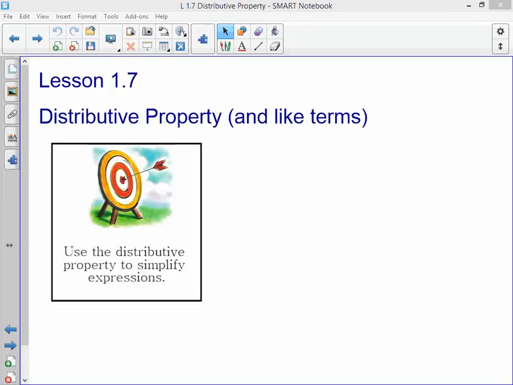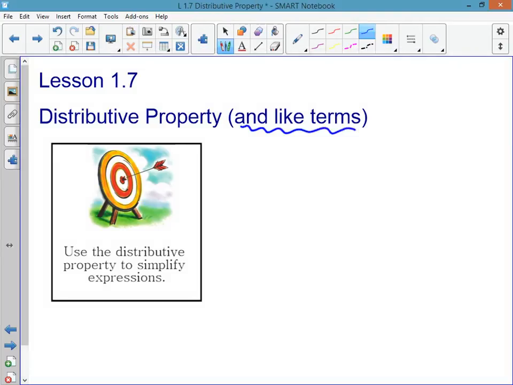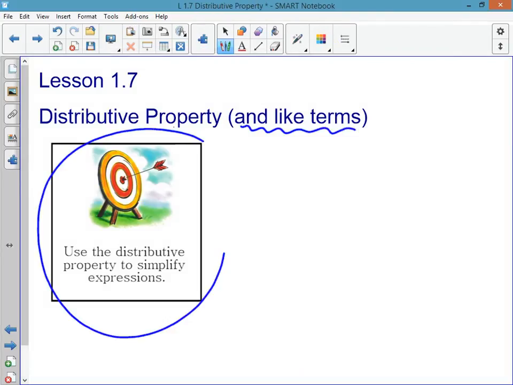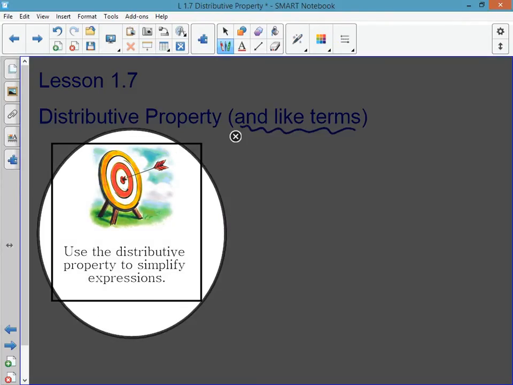This is lesson 1.7 on the distributive property, and we're going to throw a little bit of stuff on like terms in as well. The learning target for today is to use the distributive property to simplify expressions.